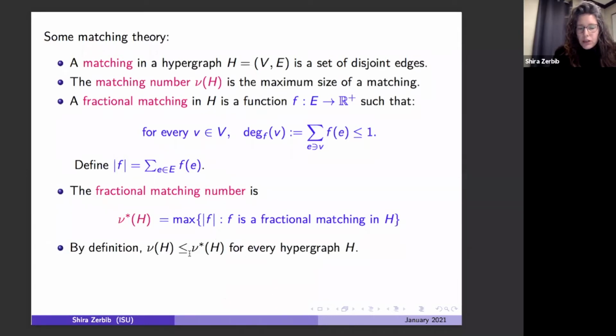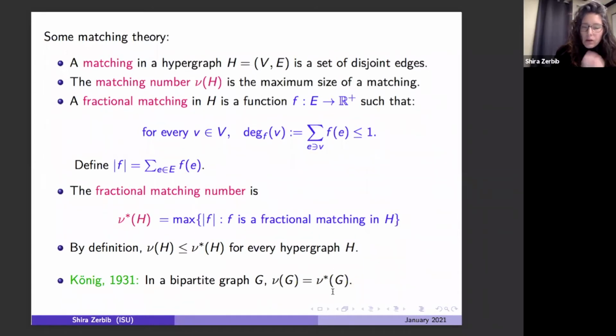So by definition, it is always true that the matching number is less than or equal to the fractional matching number. This is just because in the fractional case, we're taking the maximum over a larger set. But König tells us that if H is actually a graph, and not only a graph but a bipartite graph, then the matching number and the fractional matching number are the same. And we're going to use that.